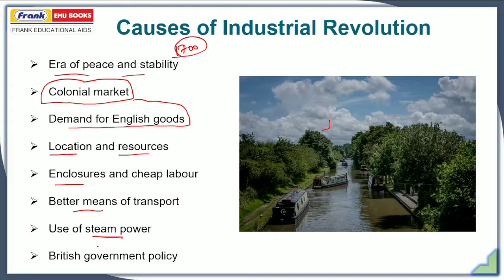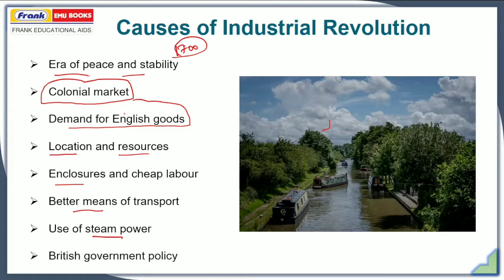And lastly, the British government was so pro trade and commerce, and they were constantly opening one bank after another to provide help to the growing entrepreneurs and factory owners. So this was also the approach of the British government, to provide them with the circumstances in which they could flourish in terms of trade and commerce.